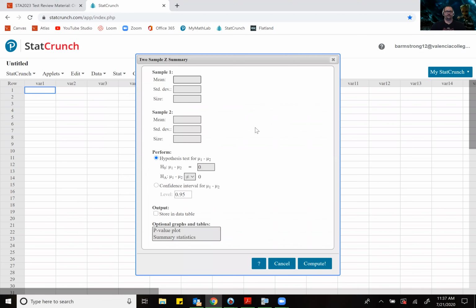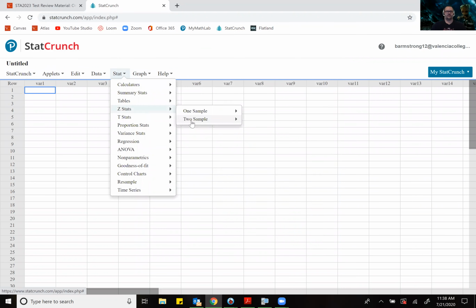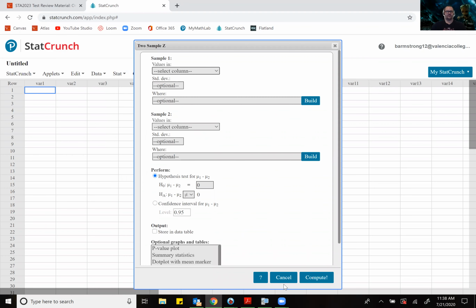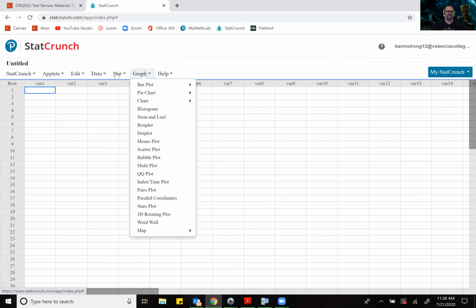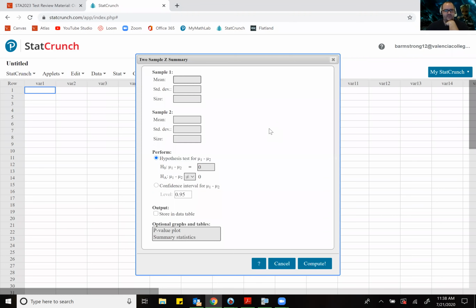So actually, we might want to use it with data. Let me double check that. I feel like it should have been with summary. Yeah, it's not data. It should have been with summary. So that means we need to figure a couple things out. Two sample with summary. So we need the mean, the standard deviation, and the size. Okay.